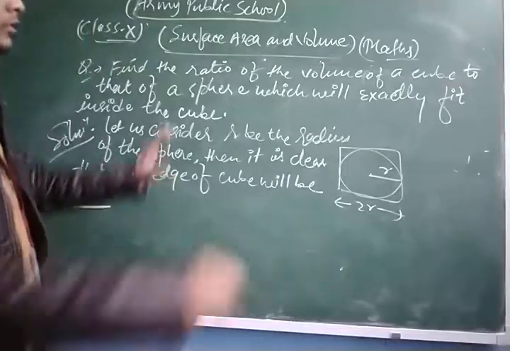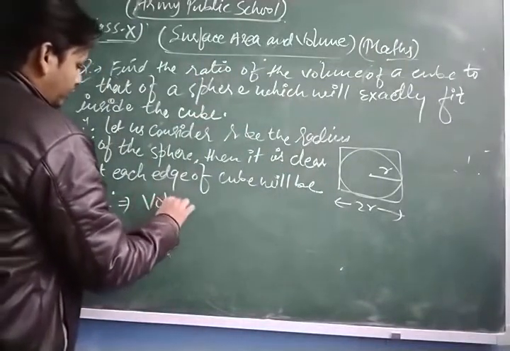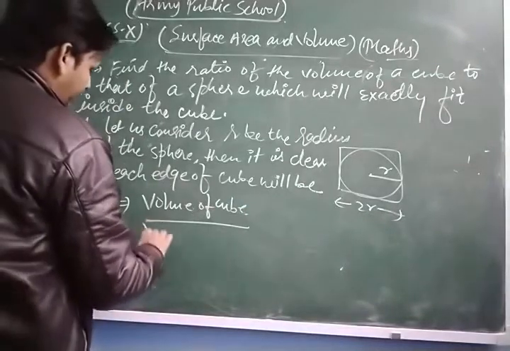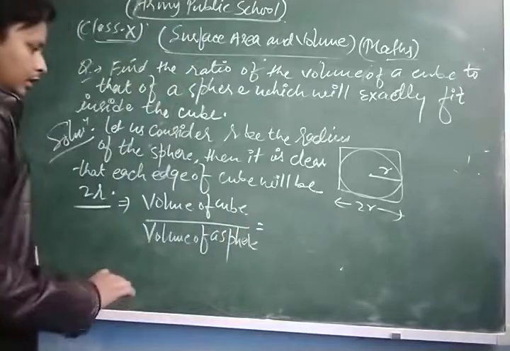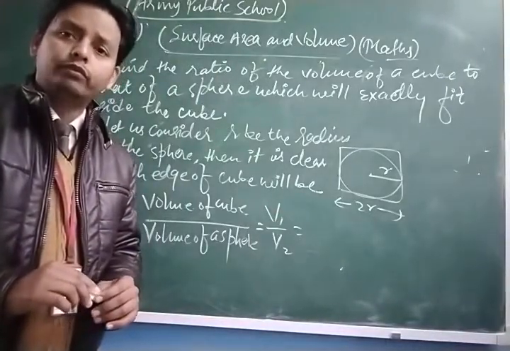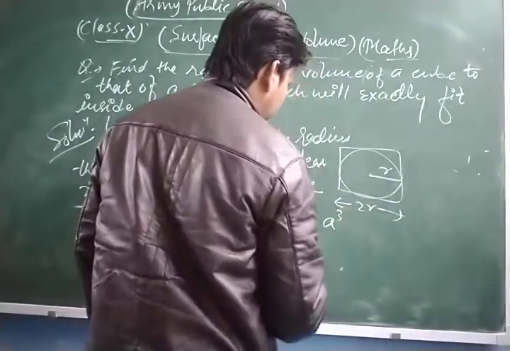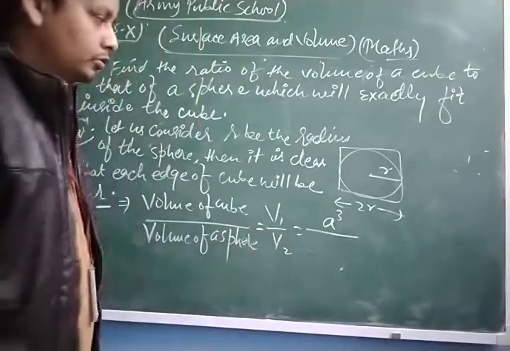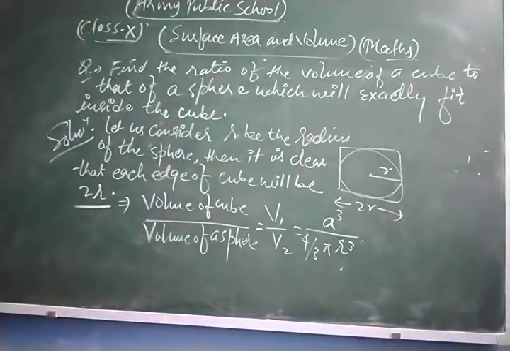Now what do I do? Now we just find the ratio of the volume of the cube to the volume of the sphere, that is required. That is V1 upon V2. Now look, what is the formula for the volume of a cube? We know that the volume of a cube is side cube. So let a be the side of the cube. That is side cube upon, volume of a sphere is 4 by 3 pi r cube. So here we write 4 by 3 pi r cube. Now look, we put all the values.